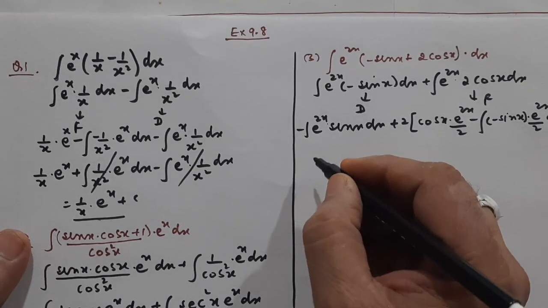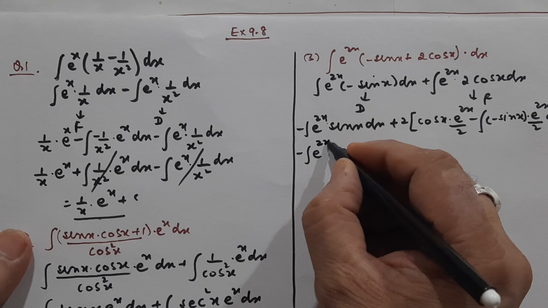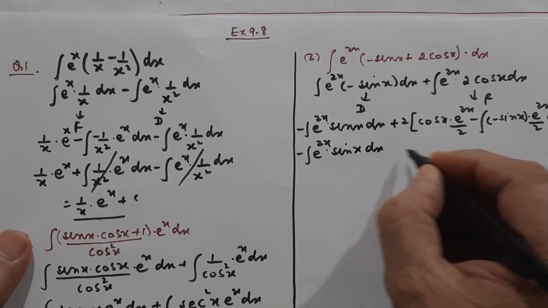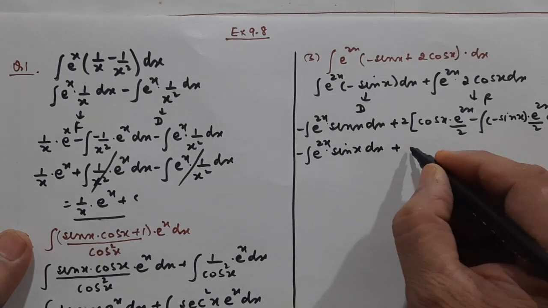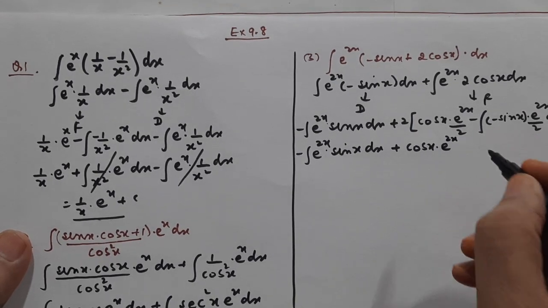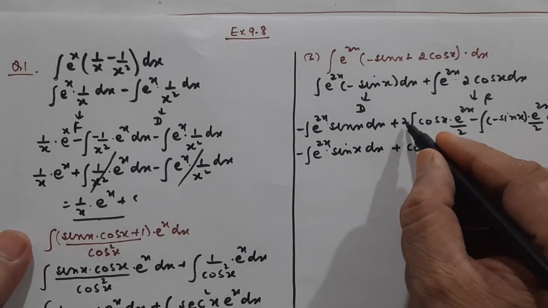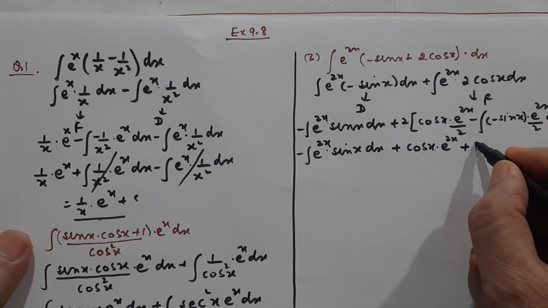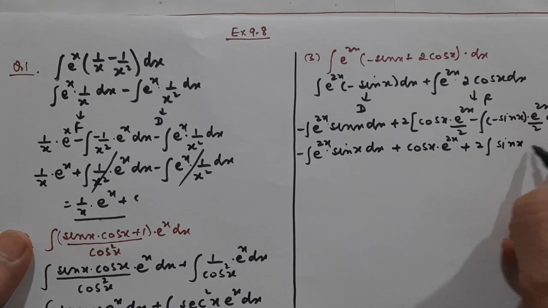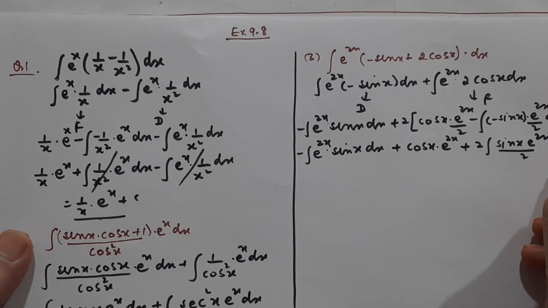So what we get, now on multiplying by 2, what we get, cos x e power 2x minus minus, now when we multiply by 2, so we get 2 sin x into e power 2x upon 2 dx, like this.